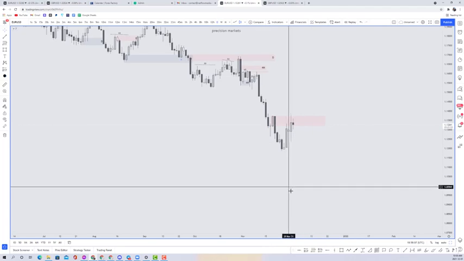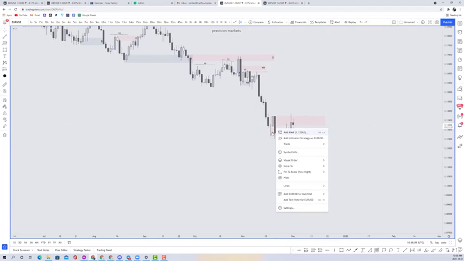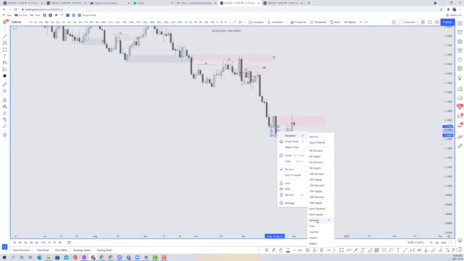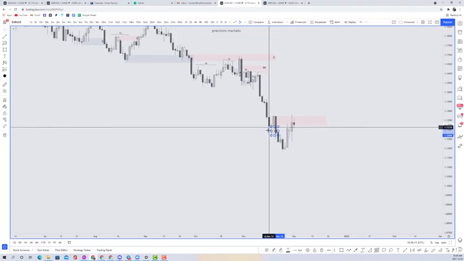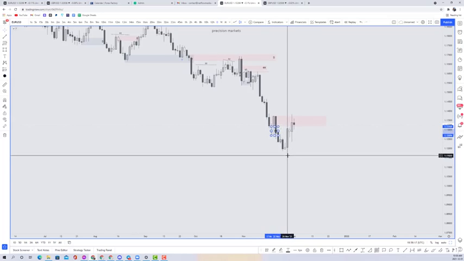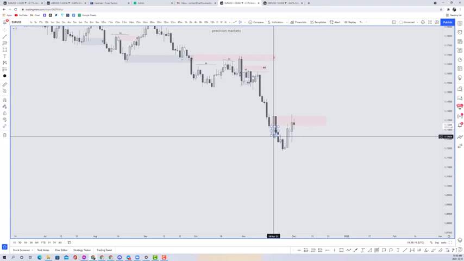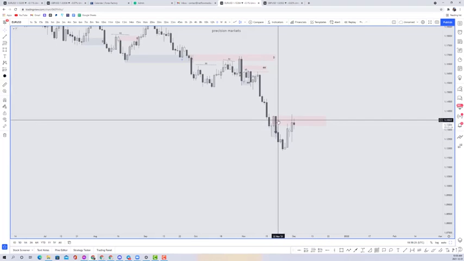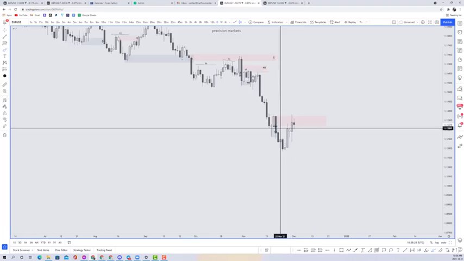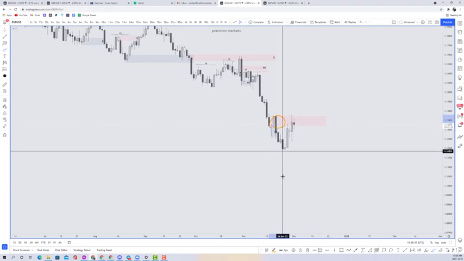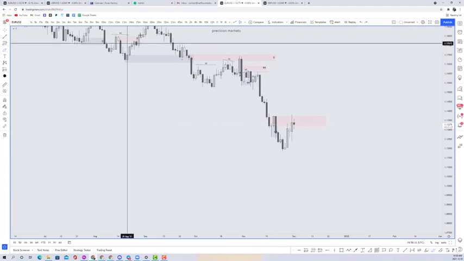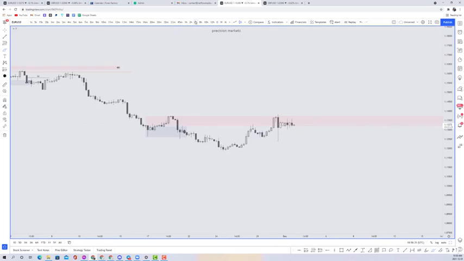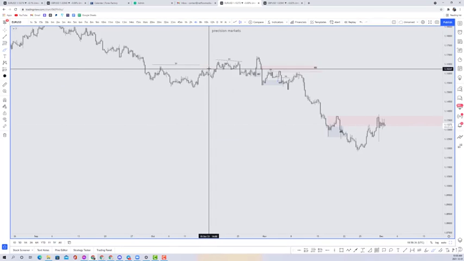Not so much on the daily, but it's definitely a demand on something. And I'm personally not a big fan of demands that don't create new highs, but however, I still have to talk about them being broken and what caused the break. So what caused that demand to fail? This did here.